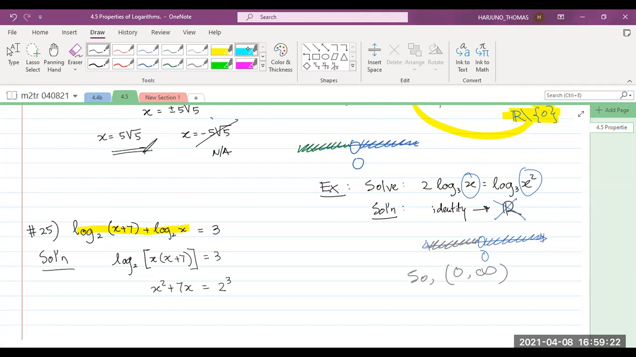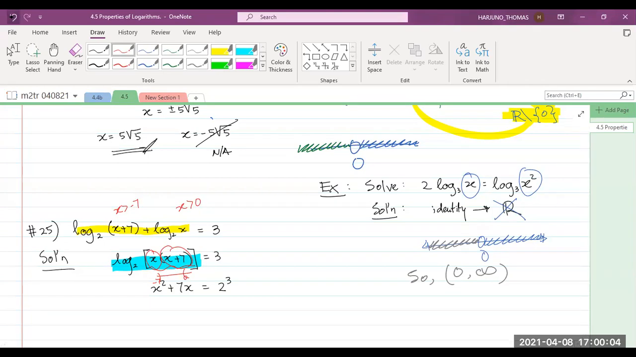So notice that from the yellow one to the blue one, I already increased my domain. I already enlarged my domain. What do you mean by enlarge the domain, Thomas? Notice that the one here, x has to be greater than -7 and x has to be positive, right? Now the one here, x can be greater than 0, but also okay if it is less than -7. If x is less than -7, let's say -8, this will be negative, this will be negative, the product will be positive. So it goes back to the domain.